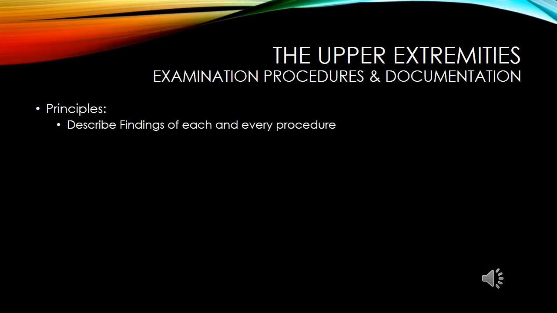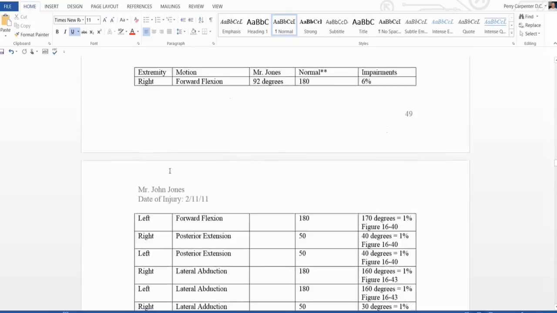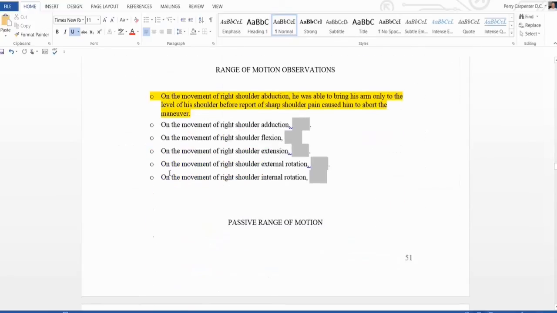And when the reader reads your report, the reader will conclude, oh my goodness, this doctor is extremely thorough. This doctor is extremely meticulous. This doctor is extremely painstaking in his physical exam. I'm certain that he's extremely painstaking in his opinions and conclusions. So, with regards to the upper extremity, let me just give you a couple of examples of this.